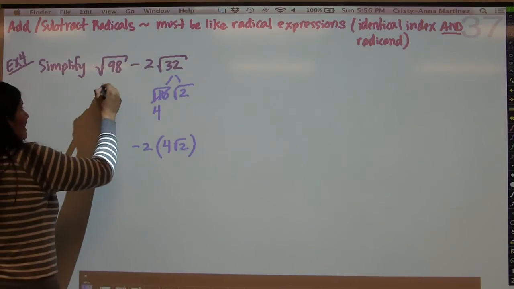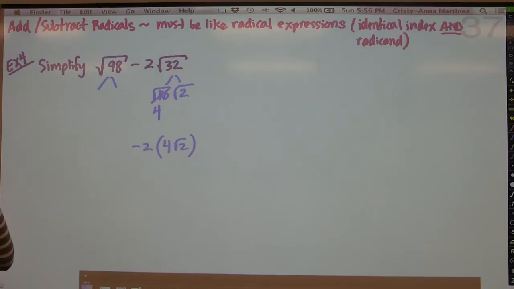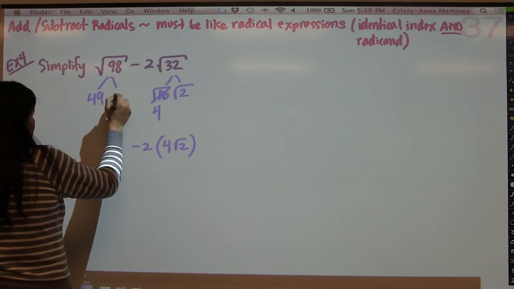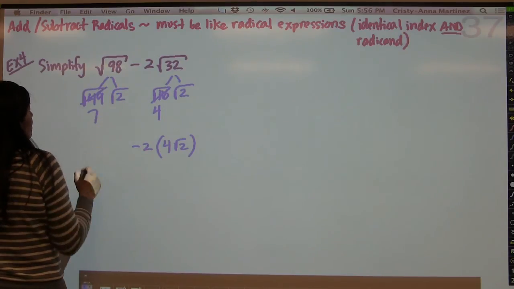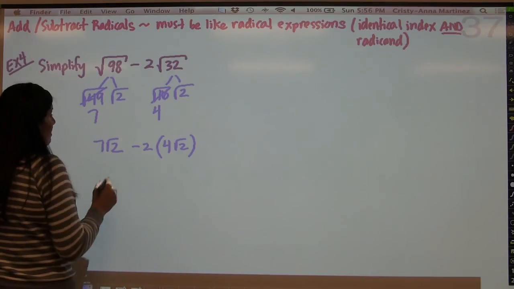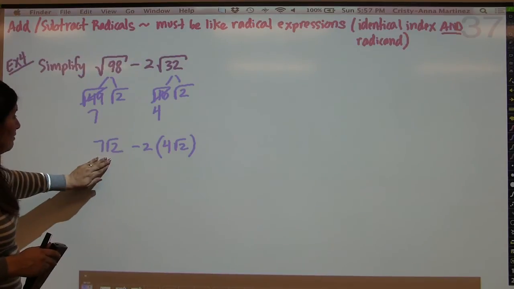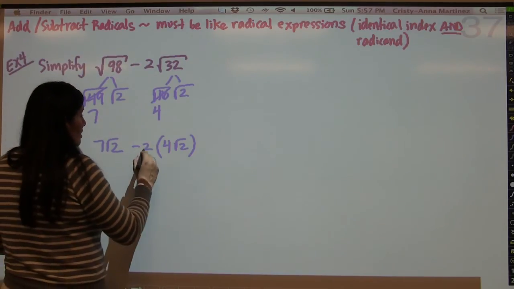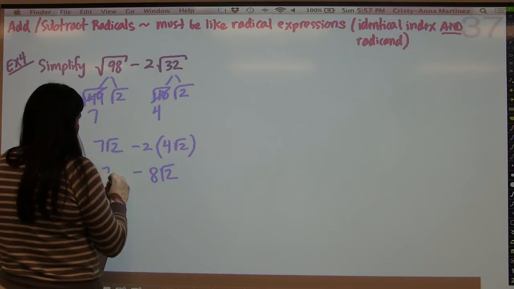Okay? And the same thing has to happen with 98. We have to figure out how we can simplify 98. Well, it turns out that 98 is 49 times 2. And the square root of 49 is 7. So the square root of 98 is the same thing as 7 root 2. So I replace the square root of 98 with 7 root 2, and now I'm looking at 7 root 2 minus 2 times 4 root 2. Well, minus 2 times 4 root 2 is 8 root 2.